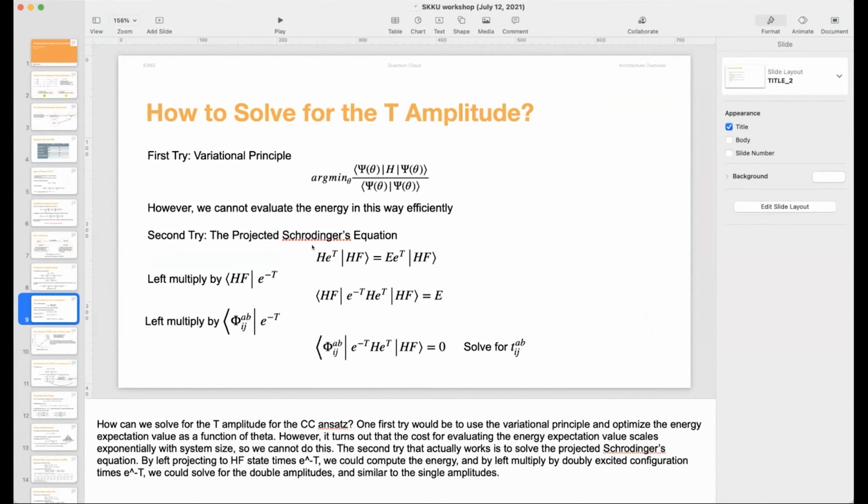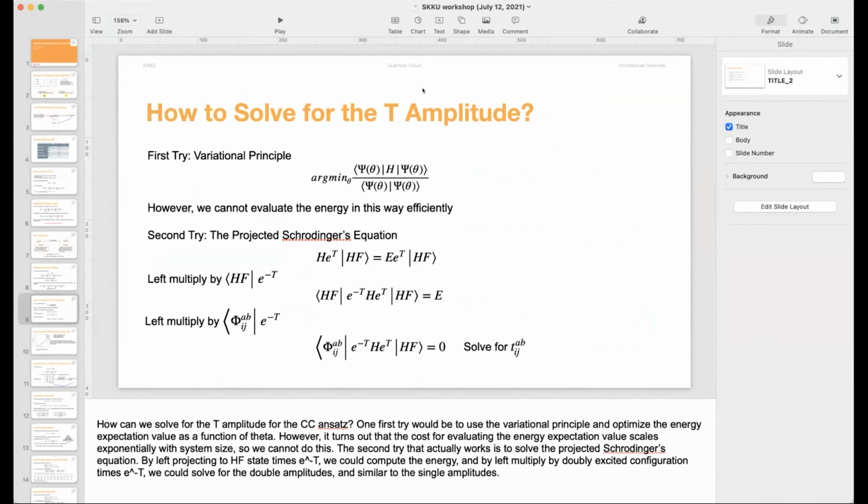And then if you left multiply by e to the minus T, on the right here it cancels this e to the T, and it gives you E times Hartree-Fock, right? And then you left multiply by this excited configuration. On the right here, it becomes the energy, which is just a scalar, multiplied by the overlap between the excited configuration and the Hartree-Fock configuration. And because the molecular orbitals are orthogonal to each other, any excited configuration is orthogonal to the Hartree-Fock configuration, so the overlap is 0. That's why we end up with the bottom equation.